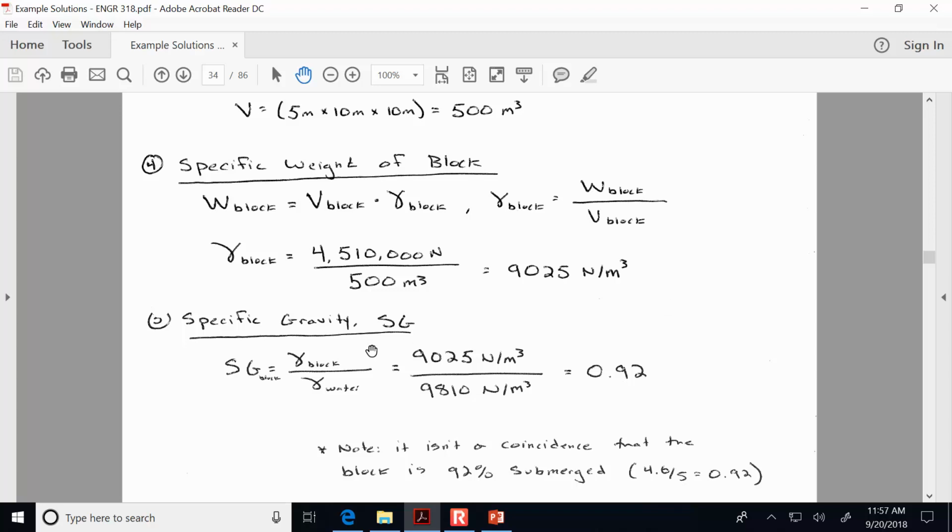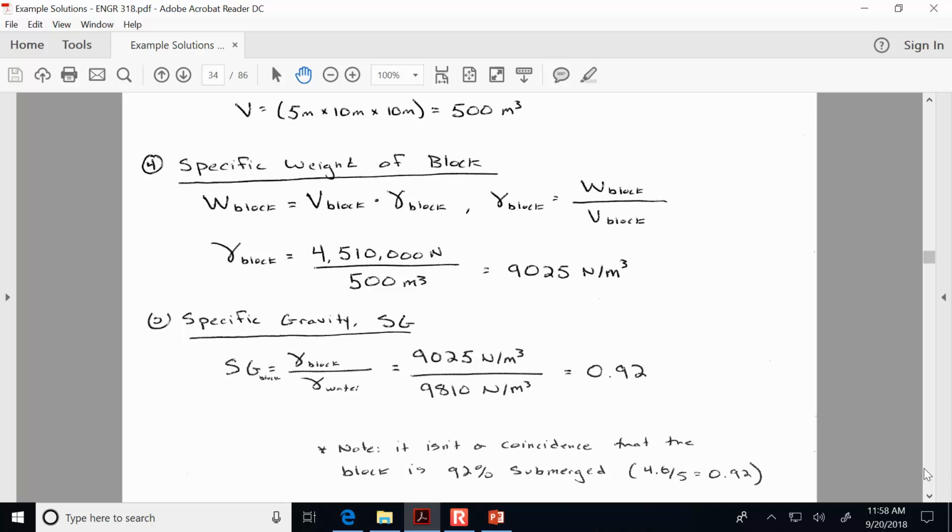So for this block, the specific gravity is 0.92, and I make the observation here at the bottom that that also happens to be the ratio of submergence. If you look at 4.6 out of 5 is submerged, so that's not a coincidence. If the block was 50% submerged, then that would tell you that it has a specific gravity of 0.5.